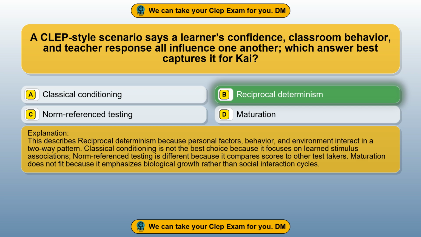This describes reciprocal determinism because personal factors, behavior, and environment interact in a two-way pattern. Classical conditioning is not the best choice because it focuses on learned stimulus associations. Norm reference testing is different because it compares scores to other test takers. Maturation does not fit because it emphasizes biological growth rather than social interaction cycles.